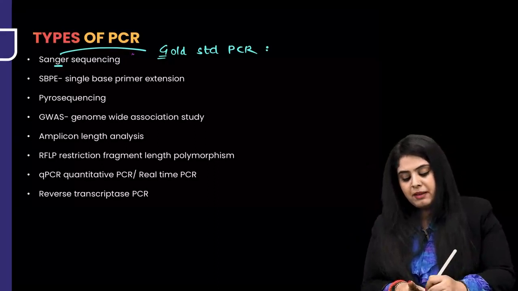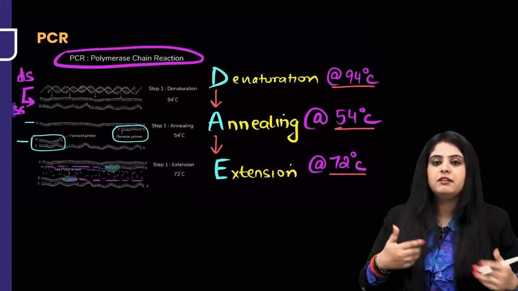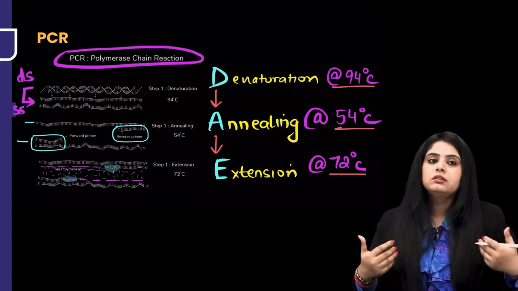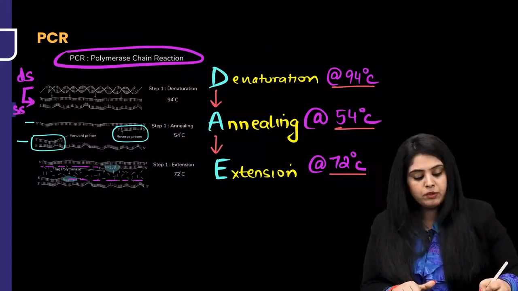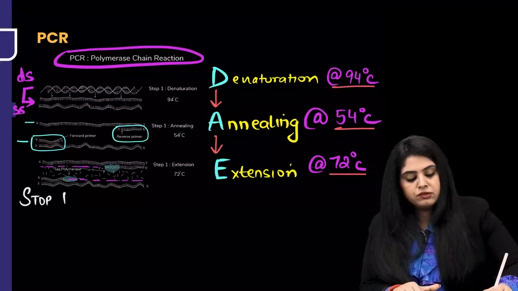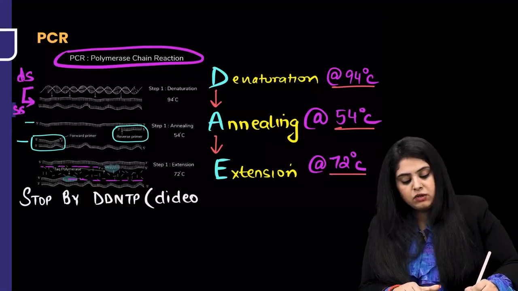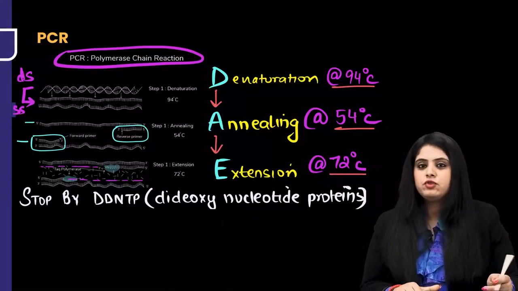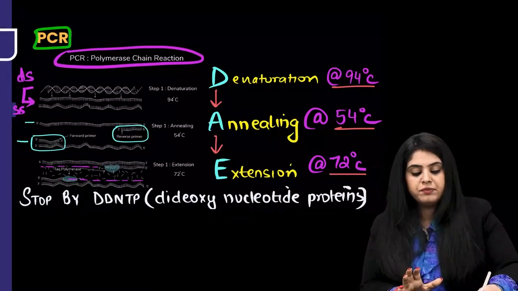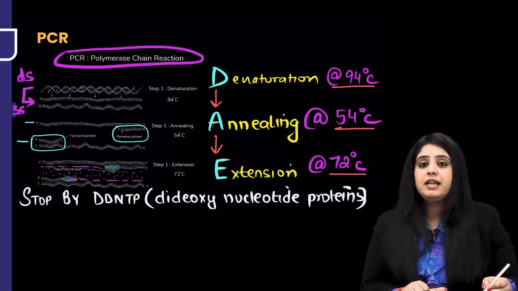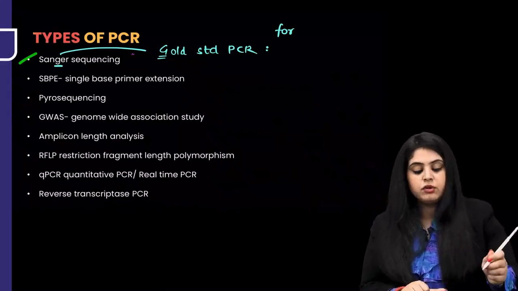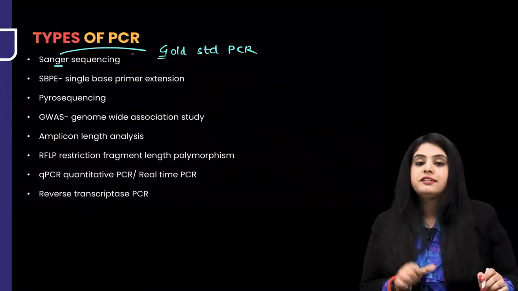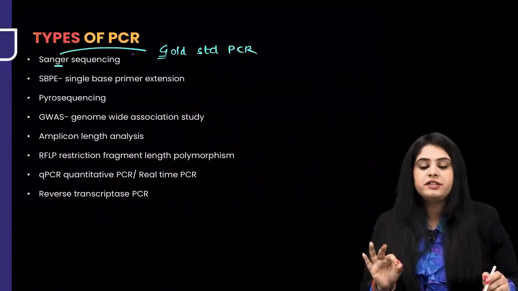Just remember, you will say, okay ma'am, I did this process, DAE, 1 to 2, 2 to 4, 4 to 8. I got hundreds of copies, but ultimately I had to stop also. So how are you going to stop it? You are going to stop it by using ddNTPs. What is ddNTP? Dideoxynucleotide. Please remember, this is important not for FMG, but for NEET and INI, that when you have to stop the PCR, you stop it by ddNTP. And this is what we call Sanger sequencing. So please note, Sanger sequencing has a G, so that is going to be the gold standard PCR.